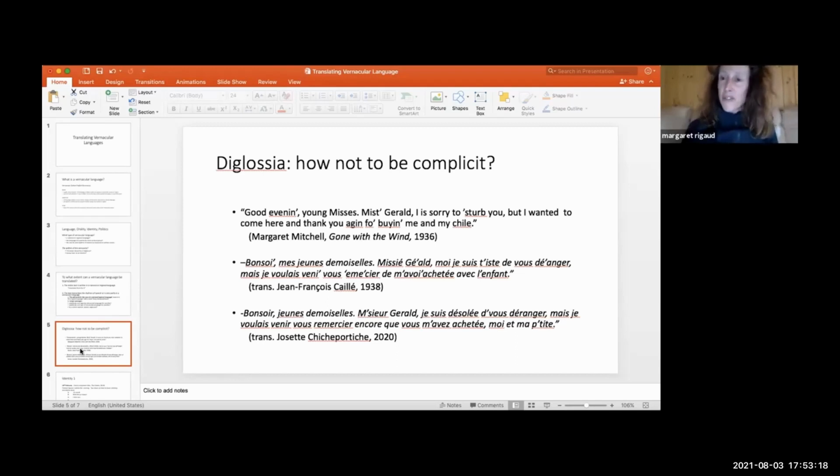Anyway, this text was translated first in 1938 by somebody called Jean-François Caillé, and that is still the translation being sold by Gallimard. In his translation, what Caillé did is that he recreated a French that was really the French of, quote unquote, the colonies. So it's a colonial translation. When he uses the word missier, or the word tiste, obliterating the letter R, he's giving in to racist stereotypes that were current or common, or still actually pretty powerful in France in the 1930s.